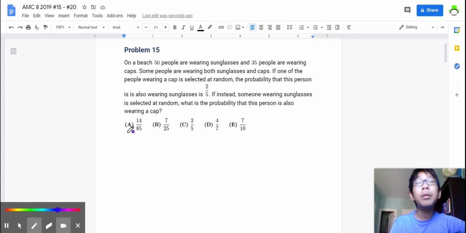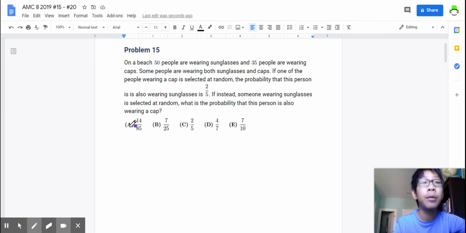Hello everyone, today I'm going to be showing you how to solve problems 15 to 20 of the AMC 8 in the year 2019. Problem 15 says, on a beach 50 people are wearing sunglasses and 35 people are wearing caps. Some people are wearing both sunglasses and caps. If one of the people wearing a cap is selected at random, the probability that this person is also wearing sunglasses is 2/5. If instead someone wearing sunglasses is selected at random, what is the probability that this person is also wearing a cap?